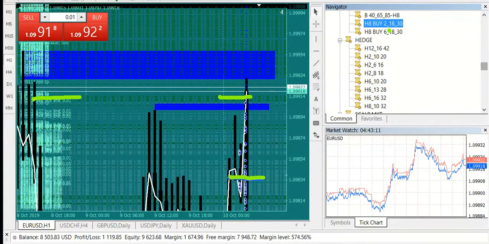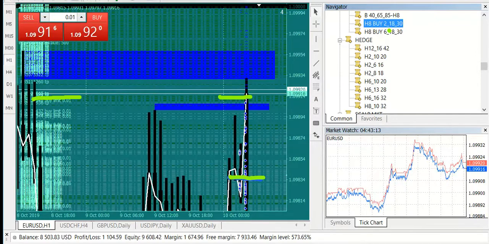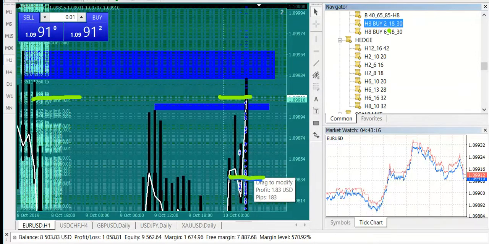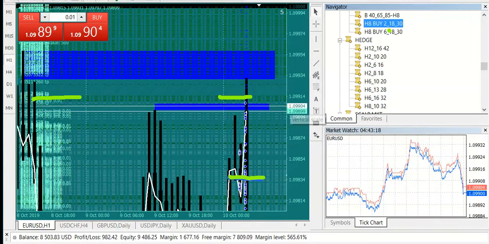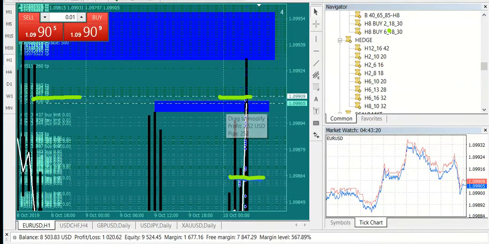I have to go to delete all objects. But you can see them coming in like that. Okay, it's going to fill. We're about to fill that. See, there you go. So we cashed out of a huge position.